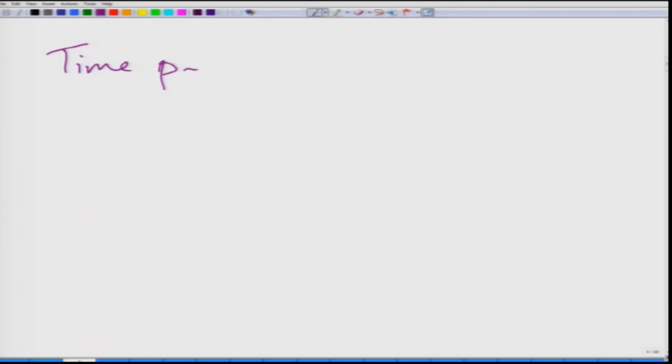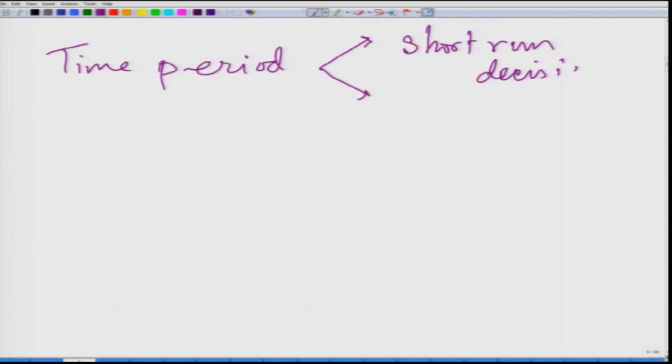A production function depends upon the time period, right? For how long I will be producing, given a time period I have certain constraints. Let us see what the time period is. There are two types of time period, or two types of production function given the time period. One is short run decisions in terms of production. One is long run decisions.